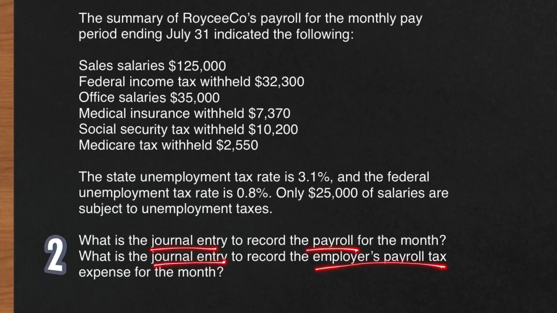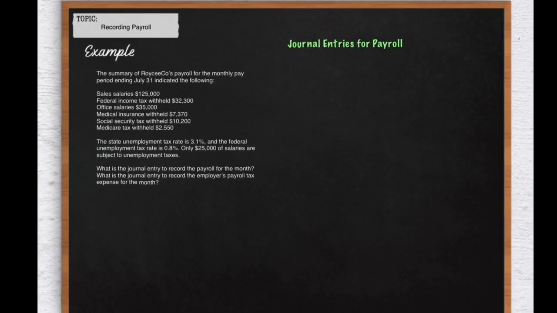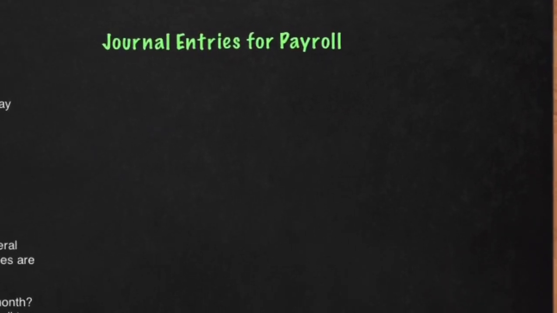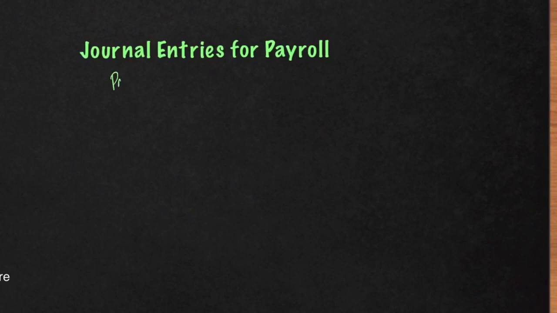In essence, we need two journal entries when recording payroll. One for the employee and another one for the employer. I suggest you take a picture or a screen capture of this problem as we go through our calculations and then to our journal entries. And here we go. So let's start with the journal entries for the employee.